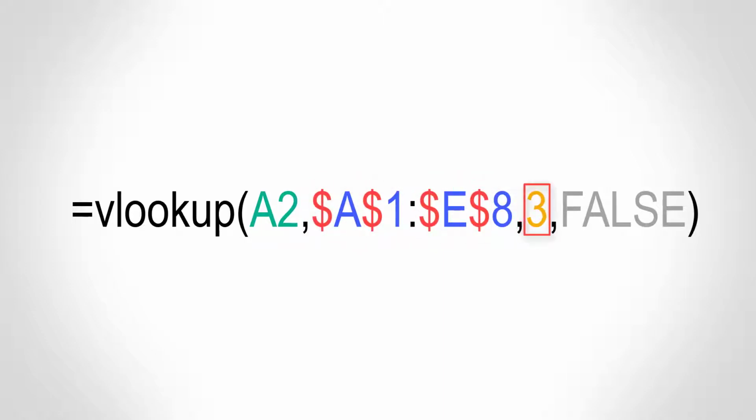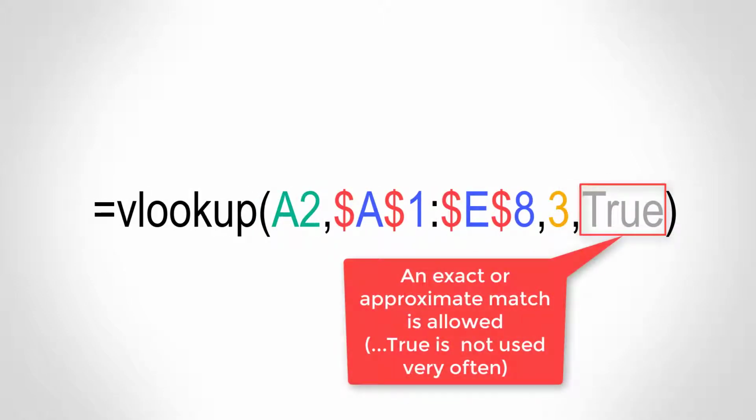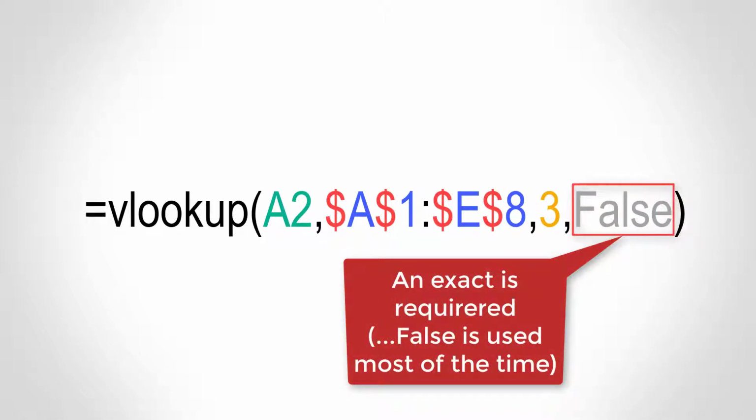The third part of the vlookup is the column index number. This part tells the function how many columns to move over to copy the value that satisfies the argument in the vlookup. The fourth part of the function is optional and is either true or false. True means that an exact or an approximate match is allowed. False requires an exact match.